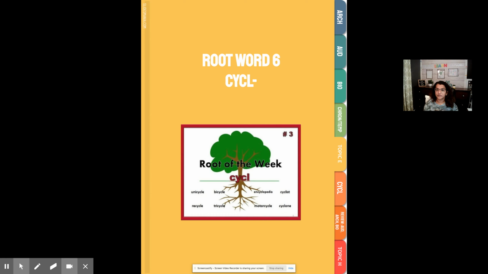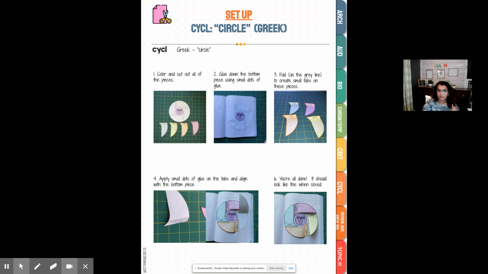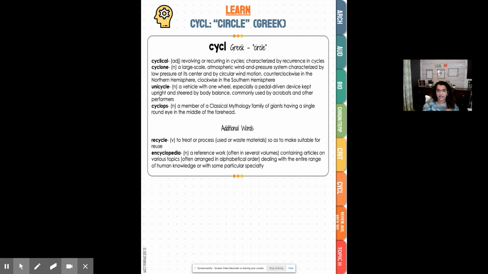All right, our root word today is cycle. It is a Greek word which means circle. Hopefully, you have your notebook set up, and here we go. We are going to grab our language arts notebooks, grab your pencils or pens that you're using because you're going to need them for circling those keywords as I'm teaching.